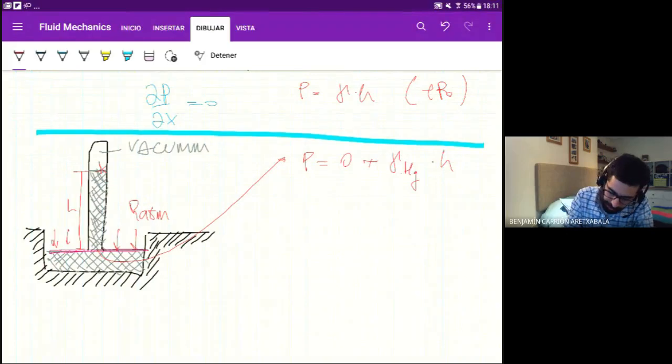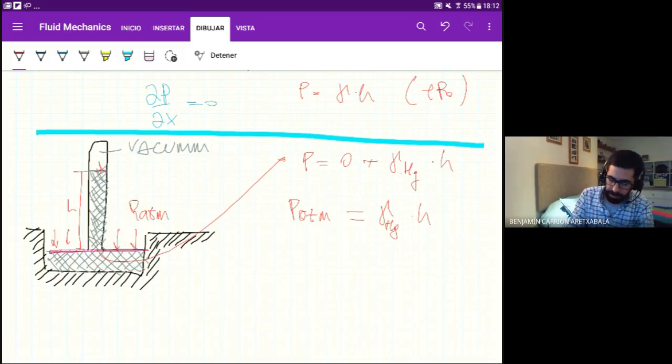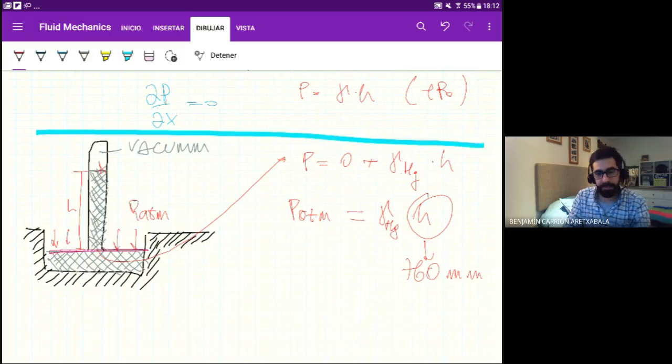Okay, and here we have atmospheric pressure. So these two have to be equal. So the pressure at the atmosphere has to be equal to gamma Hg times H. In a typical atmosphere, H is 760 millimeters of mercury. And this is one way that in the Industrial Revolution, or a few hundred years ago, we had to measure pressure, using the hydrostatic principle.